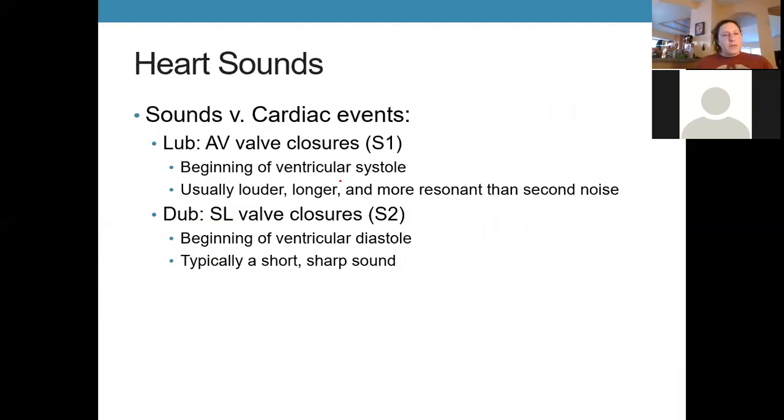The one that we typically hear as a lub is closure of the atrioventricular valves, which means that it marks the beginning of ventricular systole.